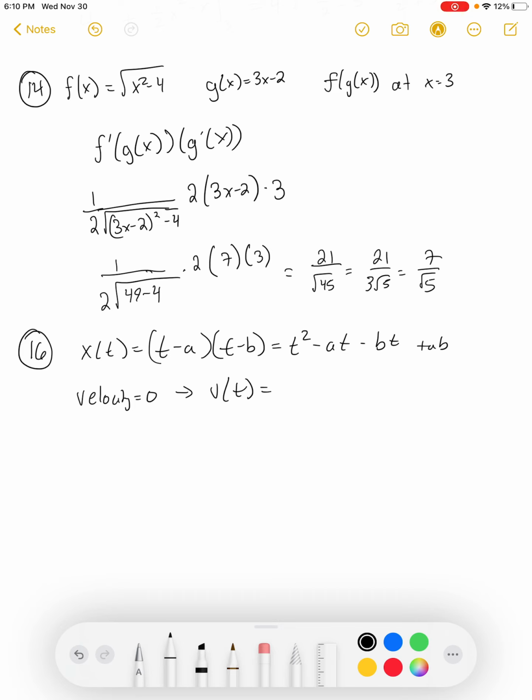Velocity is just the derivative, so that's going to be 2t minus a minus b. And when is that equal to 0? This is equal to 0 when t equals a plus b over 2, if I get everything on the other side. So I think that would be b.